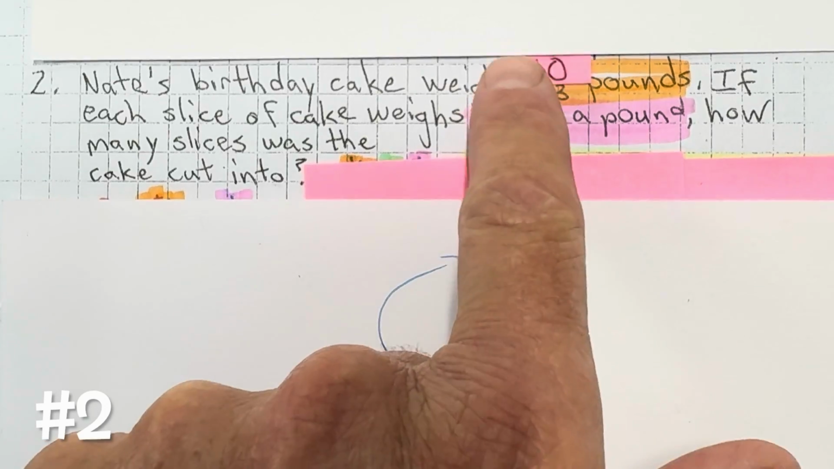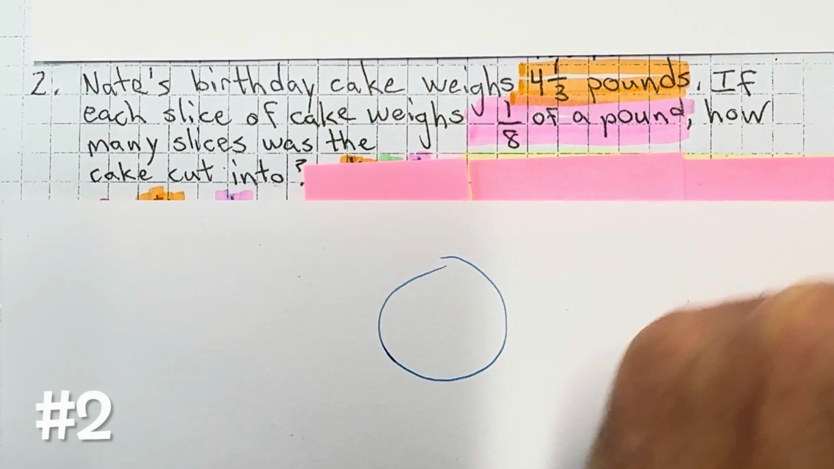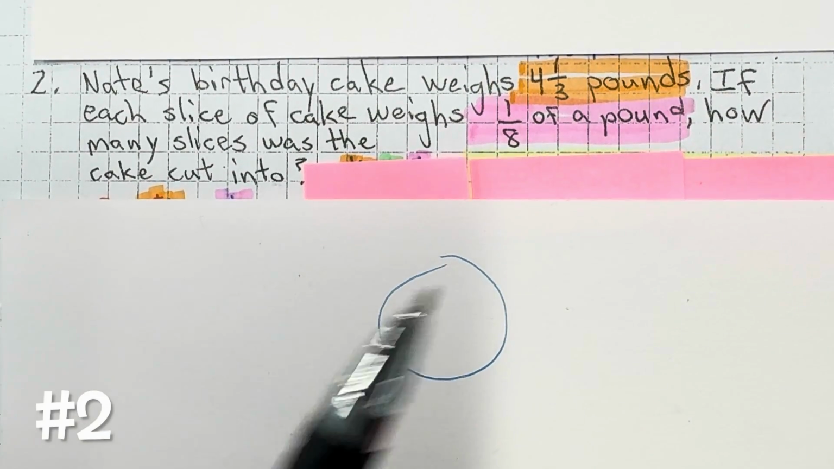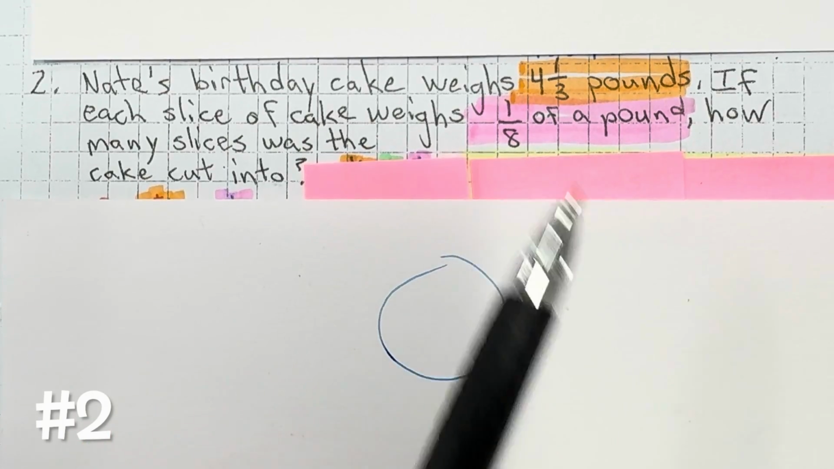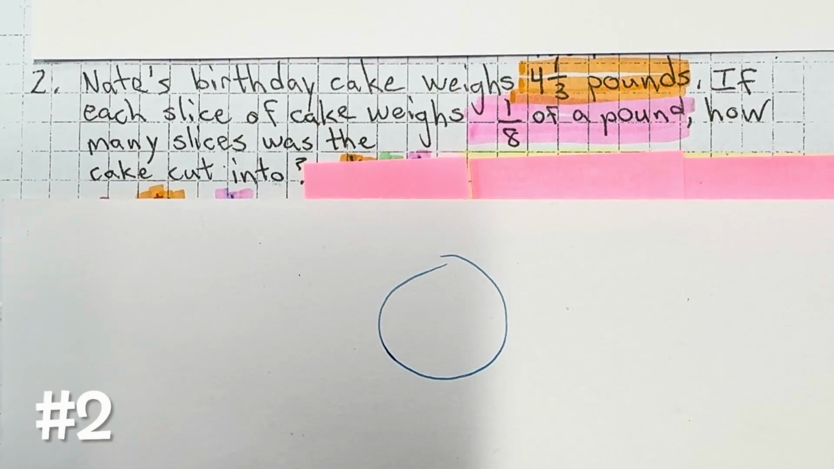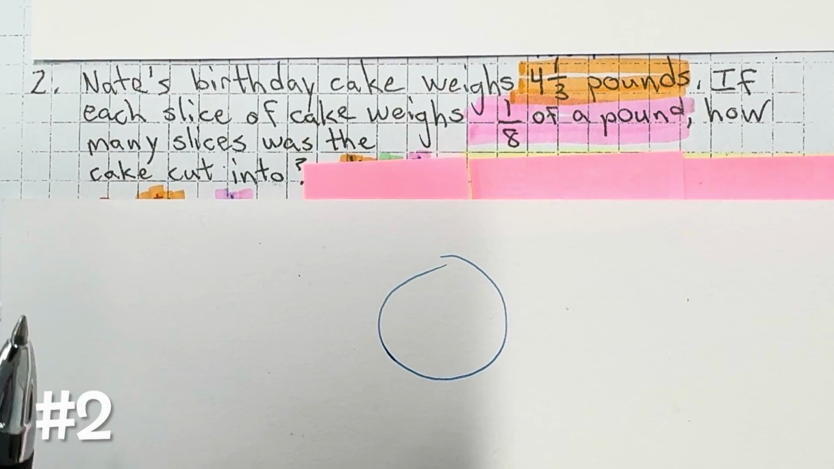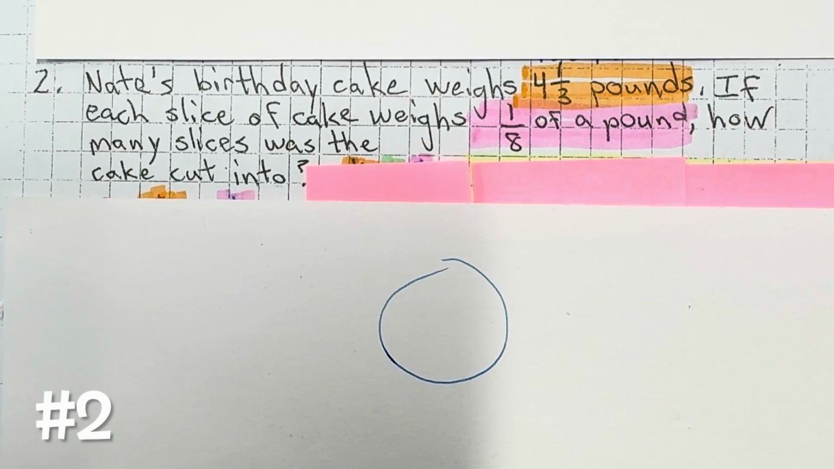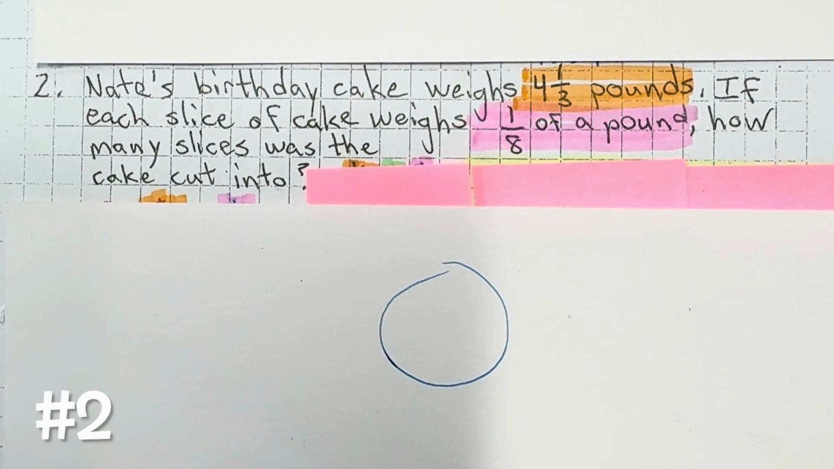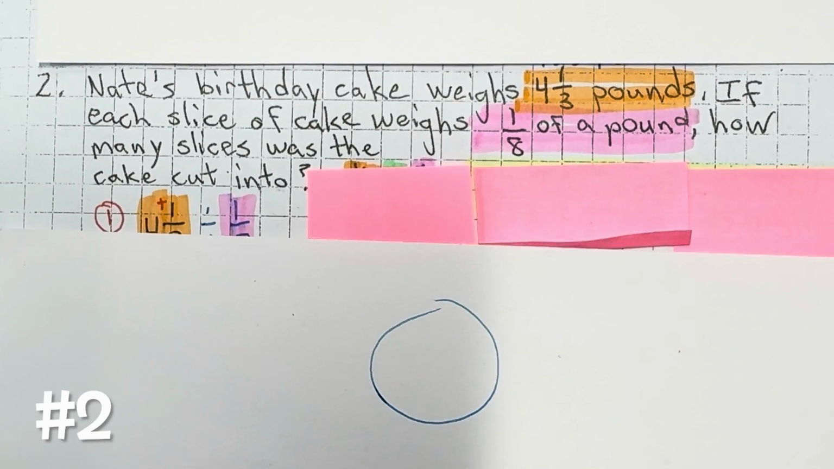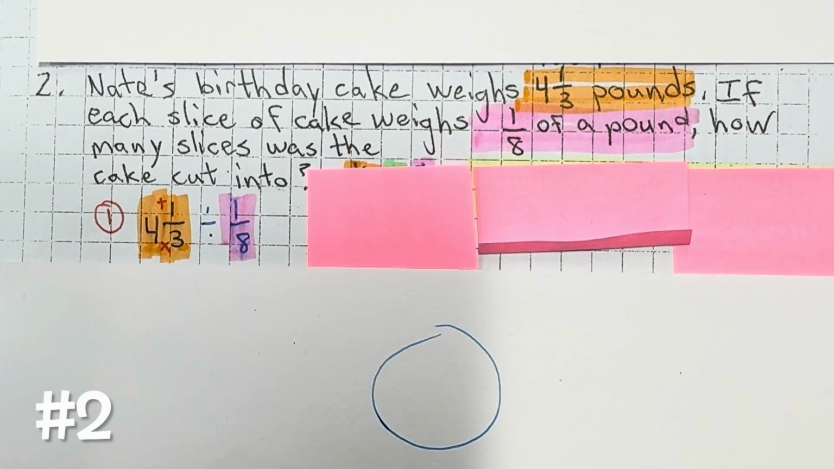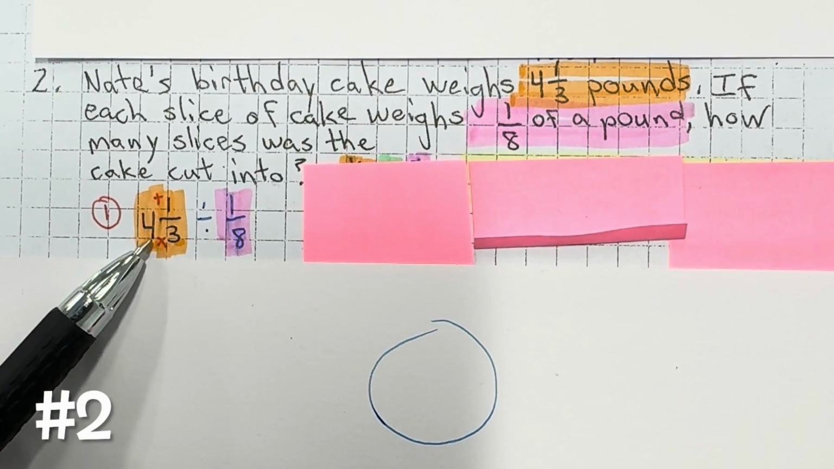So we know the operation. Now let's go ahead and reread it with the mixed number and the fraction. So Nate's birthday cake weighs 4 1/3 pounds. If each slice of cake weighs 1/8 of a pound, how many slices was the cake cut into? So we're dividing it because we're cutting it into smaller pieces. And so here we have a division problem.